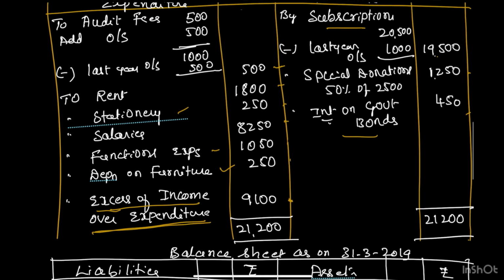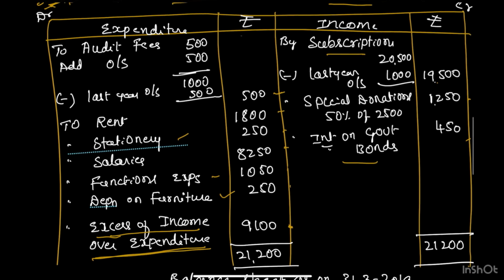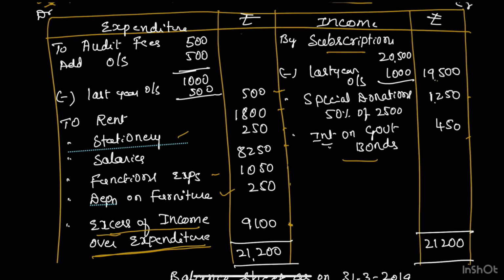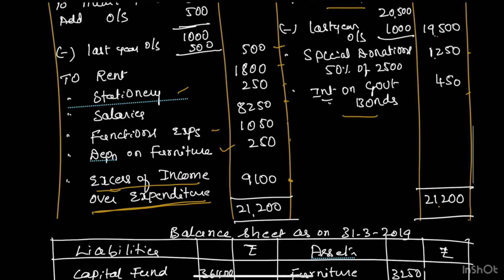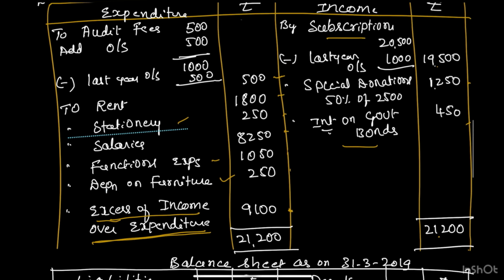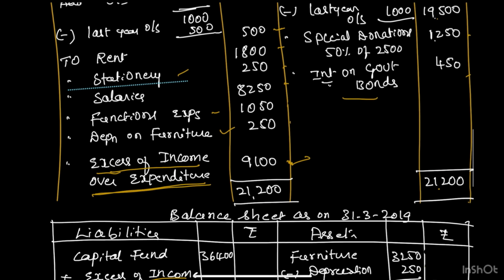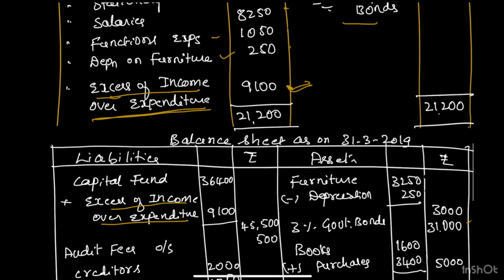Let's find the difference of this income and expenditure account. On the credit side, we have 19,500, 12,250 and 450. The total becomes 21,200. And here, the difference becomes 9,100. That we call the excess of income over expenditure. The surplus is to be transferred to the balance sheet.